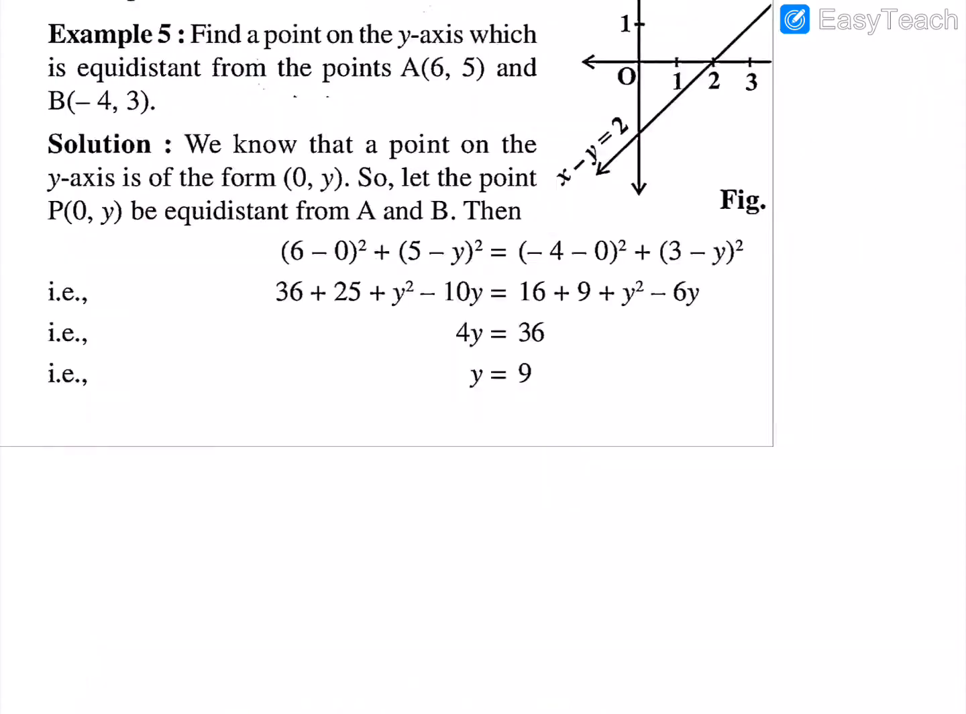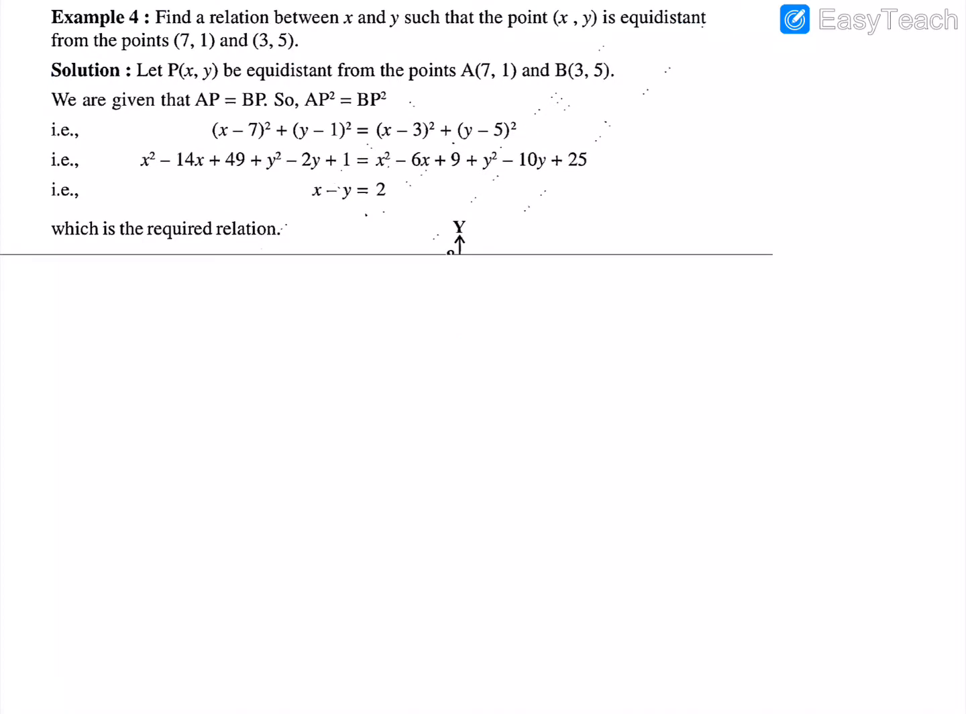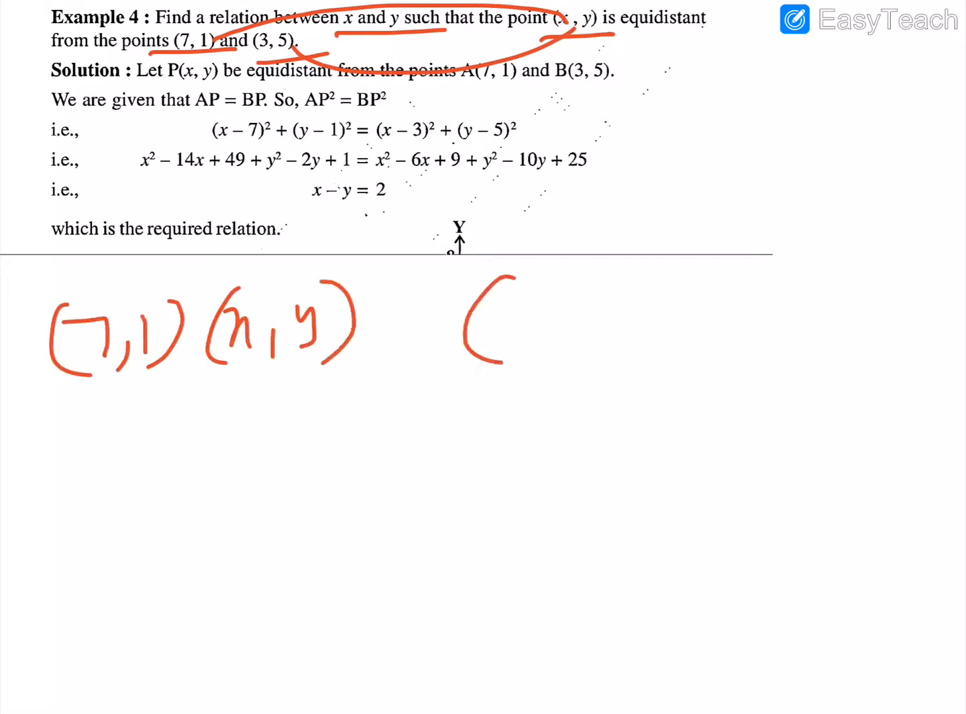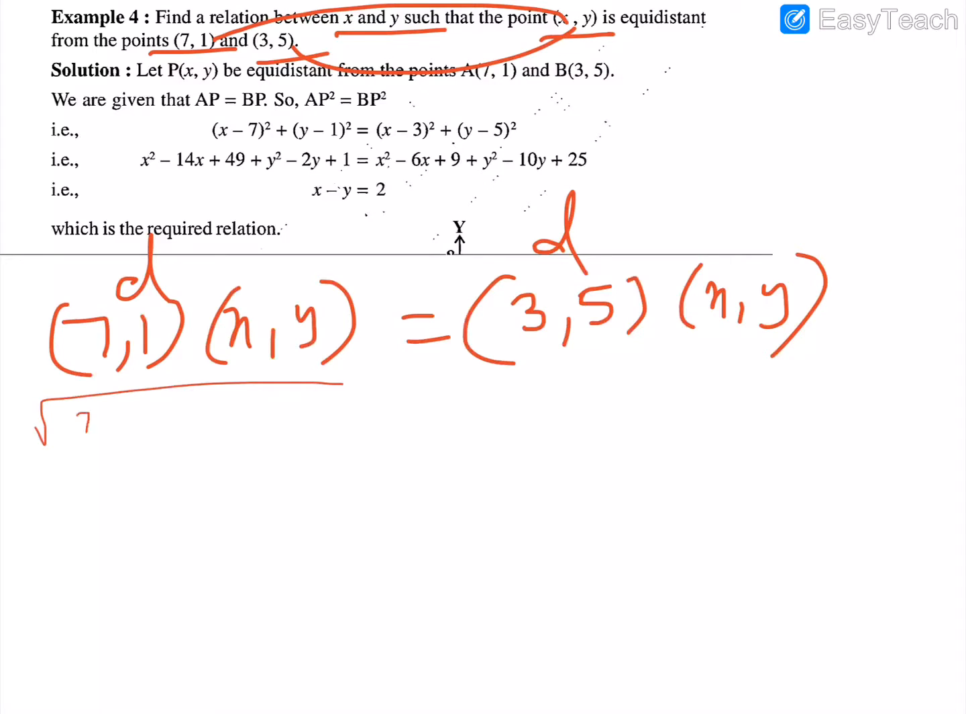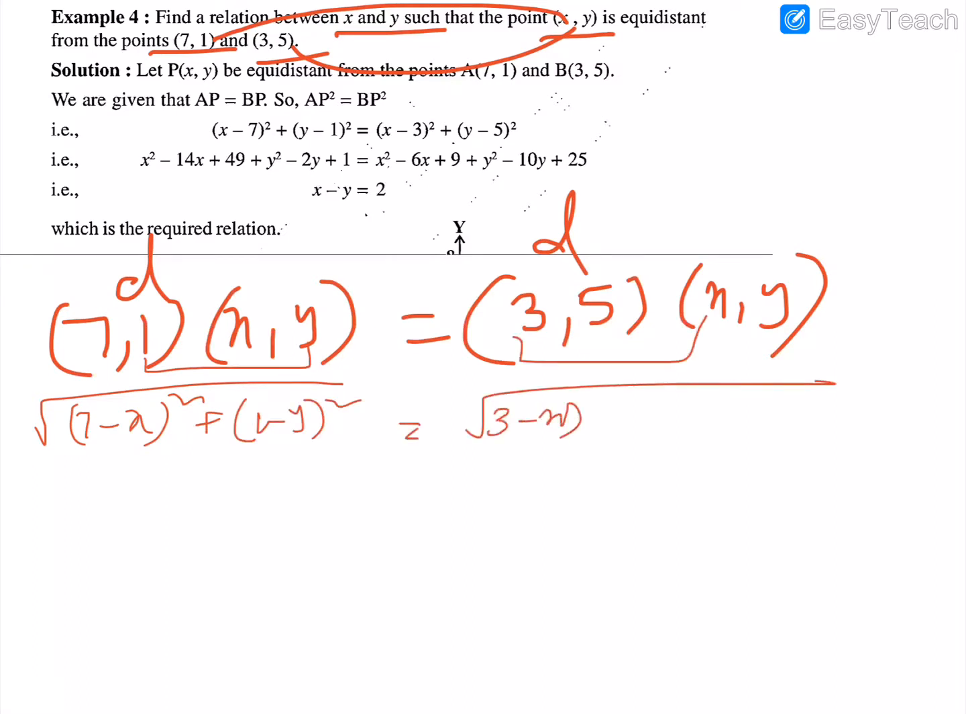Moving on to the next question. 7th question. Find the relation between x and y such that the point (x, y) is equidistant from (7, 1) and (3, 5). Equidistant means the distance from (7, 1) to (x, y) and the distance from (3, 5) to (x, y) are both the same. This is what they have given. Let us find this distance: root of (7 minus x) whole square plus (1 minus y) whole square, and root of (3 minus x) whole square plus (5 minus y) whole square.